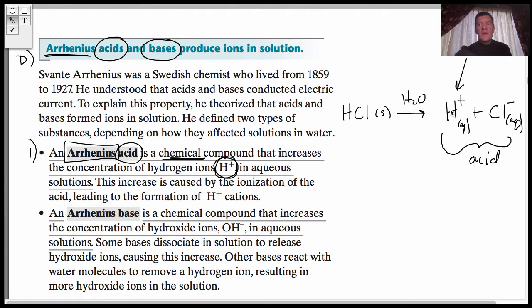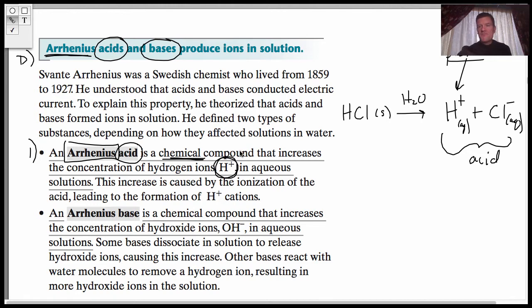By the way, H plus means it's a hydrogen atom that has lost its one electron. So all it has is just the one proton in the nucleus. So H plus is the same as a proton. That is a proton right there. It's a hydrogen atom that has lost its electron and is just a proton. It is now a cation with a charge of 1 positive.